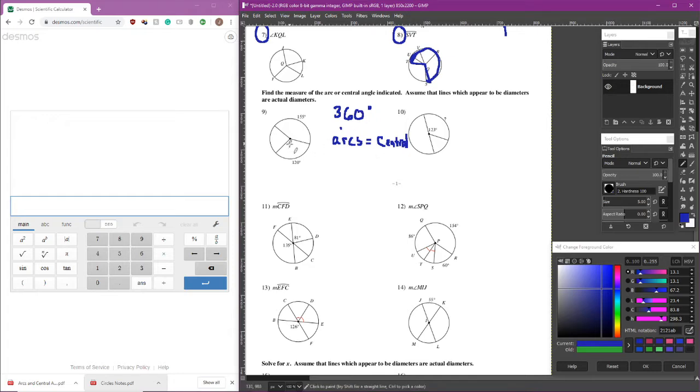First of all, we want to know this question mark angle. So let's outline the angle that they want us to find. They want us to find how big this is. And we just have to remember that arcs equal central angles. So if the arc is 120, then the central angle will be 120 also. So the angle equals 120 degrees.